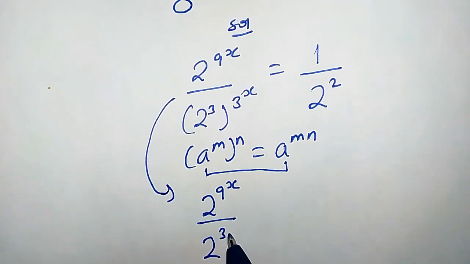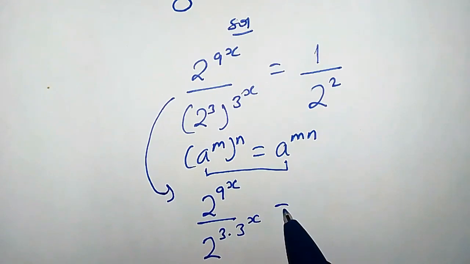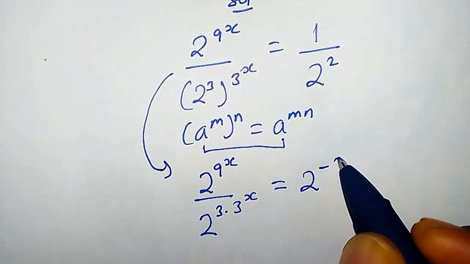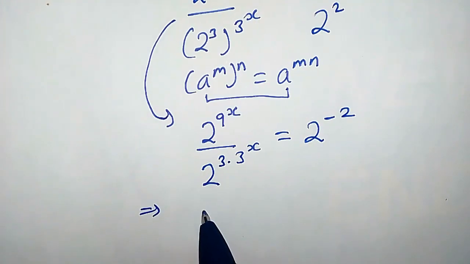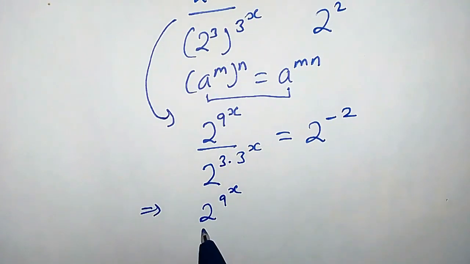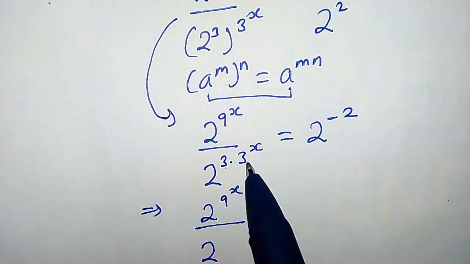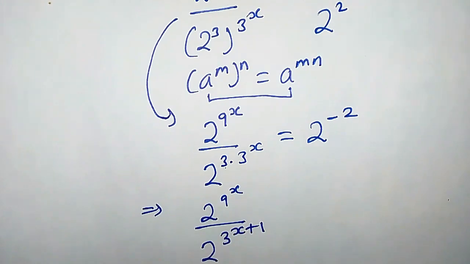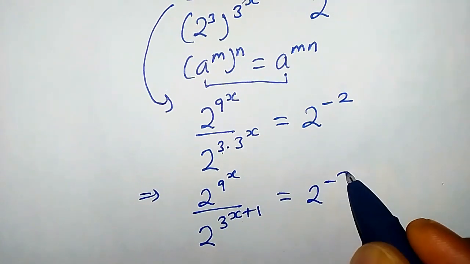So we're going to have 3 times 3 raised to power x equals, this right hand side could be written as 2 raised to power negative 2. This implies 2 raised to power 9 raised to power x over 2 to the 3 times 3 raised to power x, which can be written as 3 raised to power x plus 1. This equals 2 raised to power negative 2.